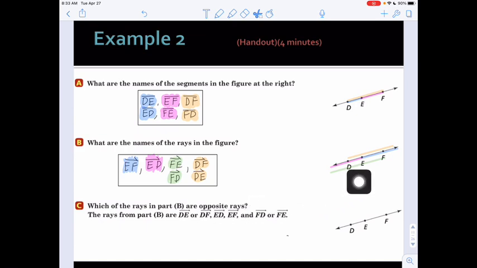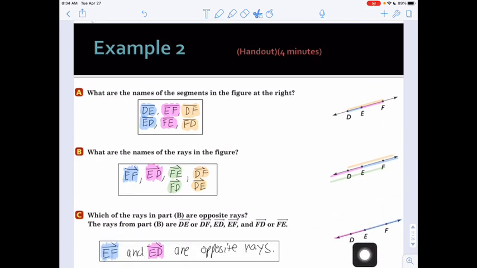We can do the same thing if we start at D and go towards E, which is also going towards F. So we can say ray DF or ray DE. Those are the same ray as well. Part C says, which of the rays in part B are opposite rays? And then we have all the rays listed. This time I have only highlighted the opposite rays from the previous problem.